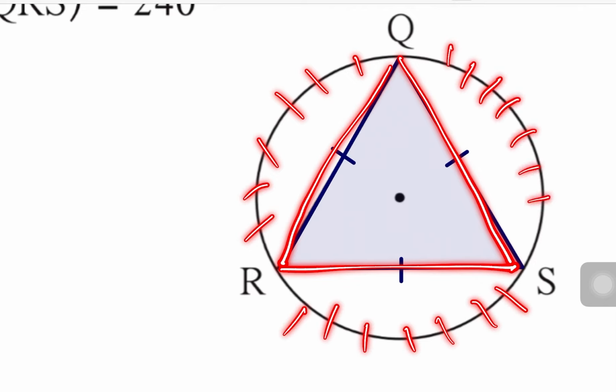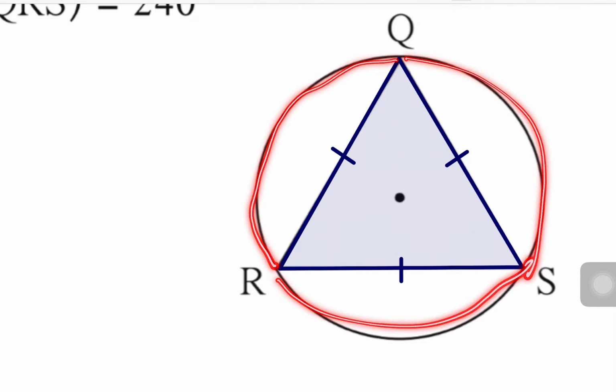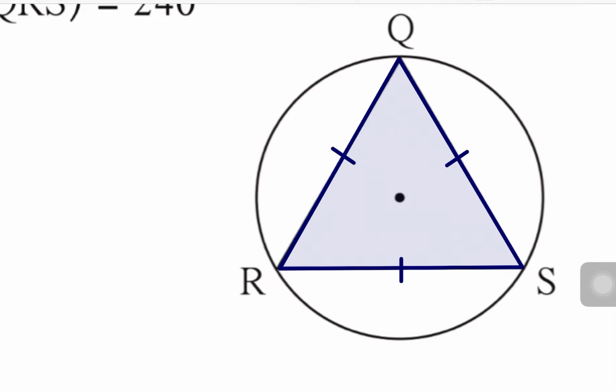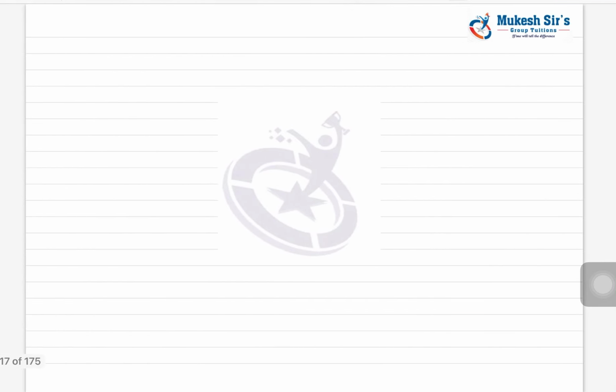Congruent chords have the corresponding arcs congruent. So chords are equal because they are the sides of an equilateral triangle, so arcs will also be equal. So if arcs are equal, I can assume their measures as x degrees. So I can take this arc as x degrees, this one also x and this one also x. Then adding all three we get 360 and you get the solution there. Clear? So how do we write the proof now?